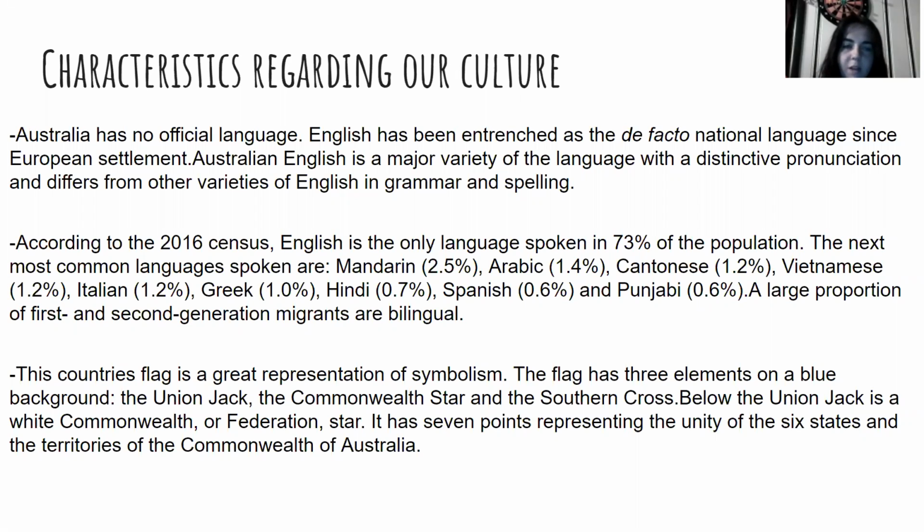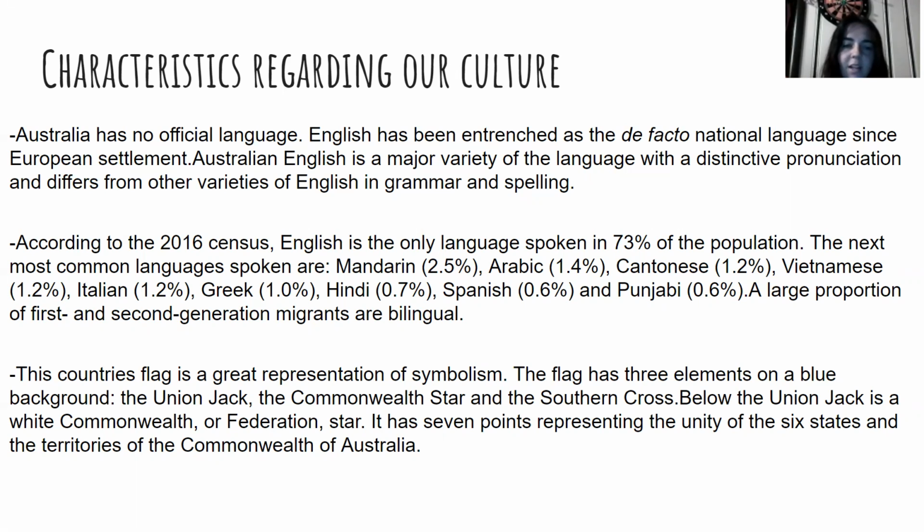The next most common languages that are spoken are Mandarin, which is 2.5%, Arabic, 1.4%, Cantonese, 1.2%, Vietnamese, 1.2%, Italian, 1.2%, Greek, 1%, Hindi, 0.7%, Spanish, 0.6%, and Punjabi, 0.6%. A large proportion of first and second generation migrants are bilingual in Australia.